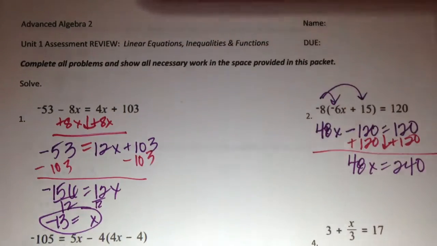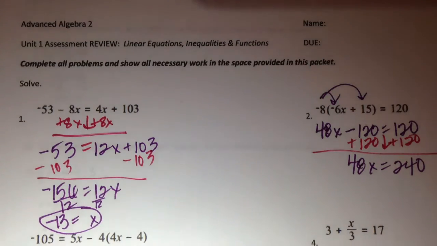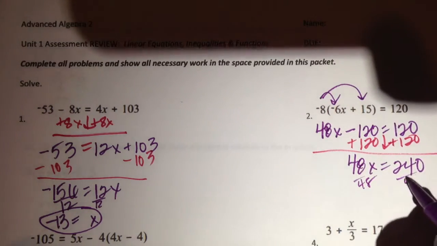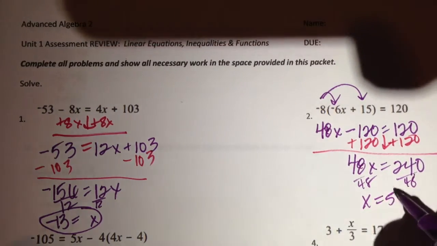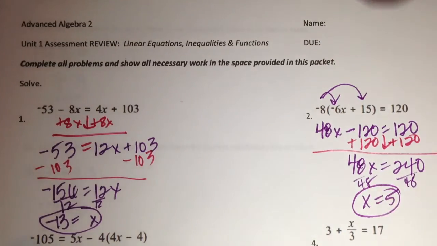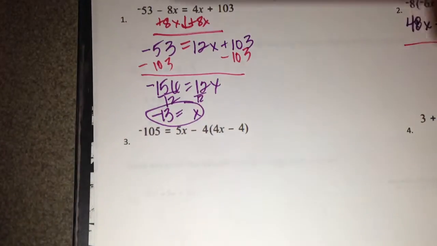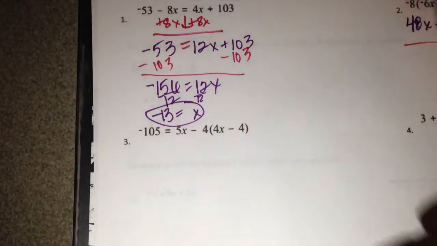And if I divide both sides by 48, I'm going to find out that x is 5. Again, on your test, it's probably a good idea to go back and plug that value in for x and check that you're correct. Number 3, before I start, I'm going to switch to working in red.